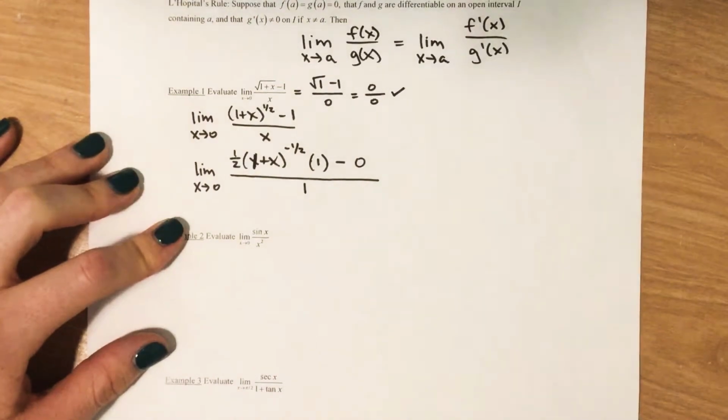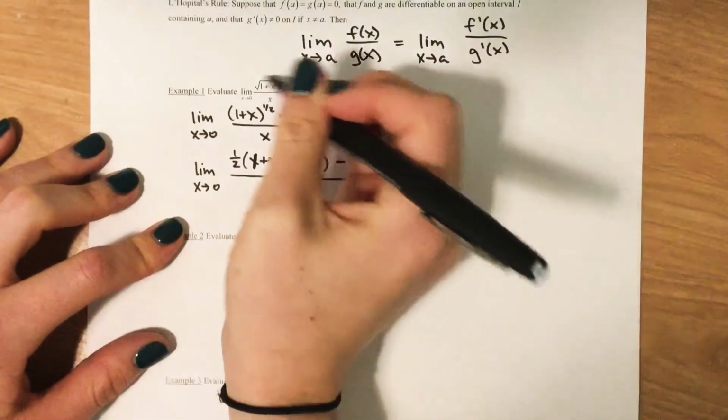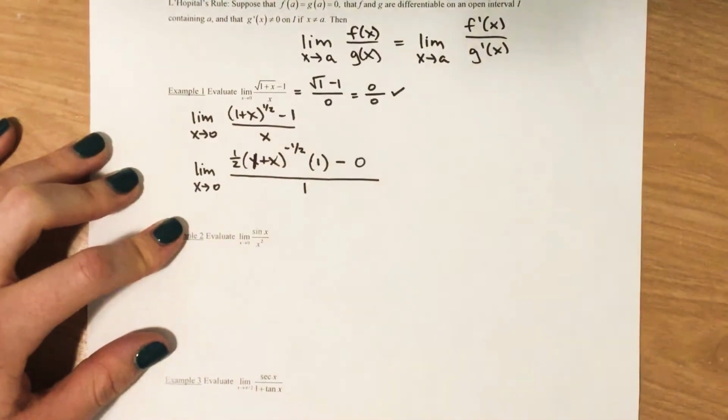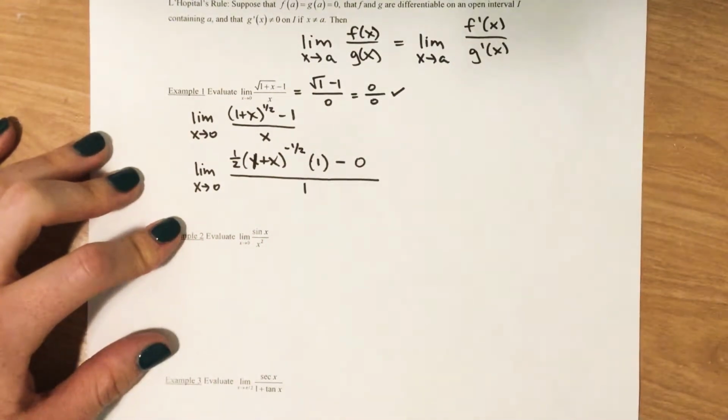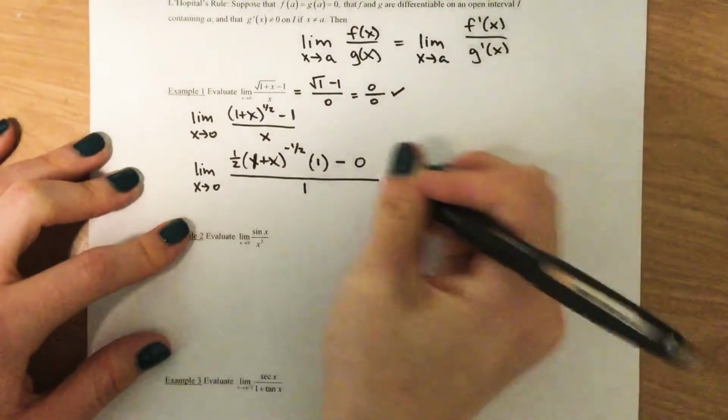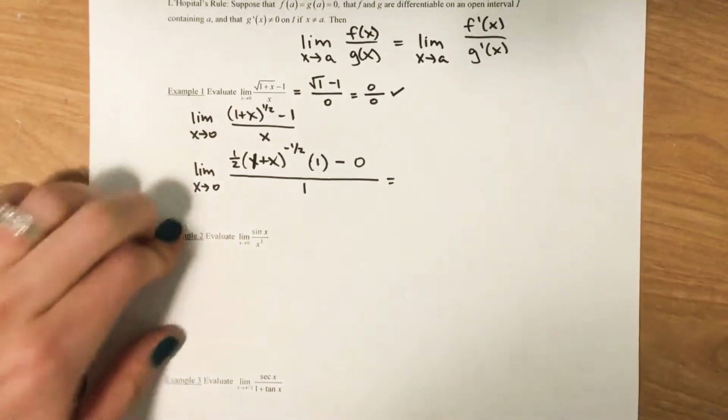So you replace the numerator and denominator with their derivatives. You are not taking the derivative of this entire thing as a quotient. That would require the quotient rule. What we are doing is just replacing the numerator and the denominator separately with their own derivatives. Then once you do that, you can sub the 0 right in.